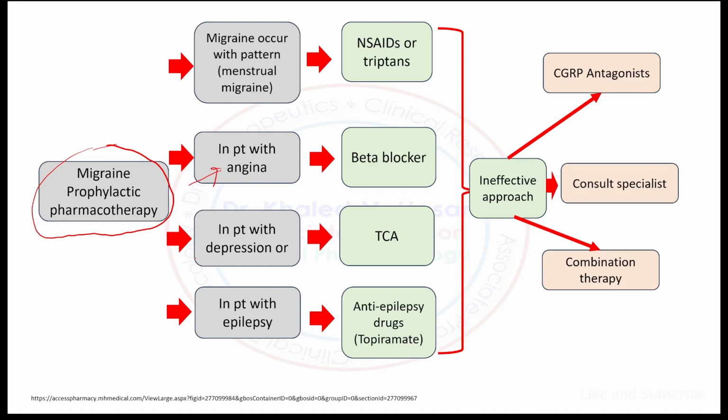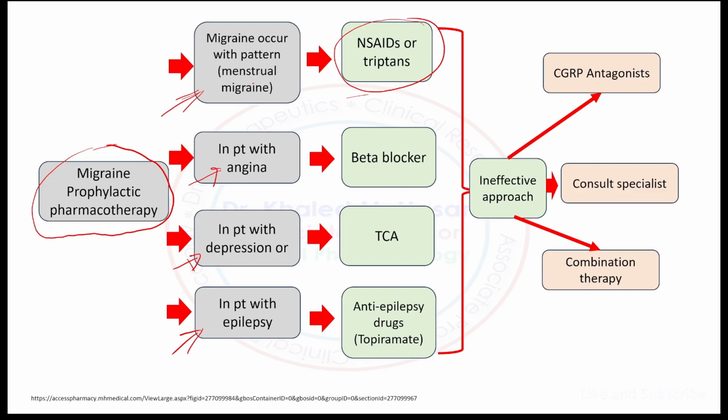Or is this patient, for example, suffering from depression? Does this patient suffer from epilepsy? Or does this patient suffer from some type of triggers that induce migraine, such as menstrual migraine? When you have this classical migraine without any risk factors, we start with the NSAID or triptan.